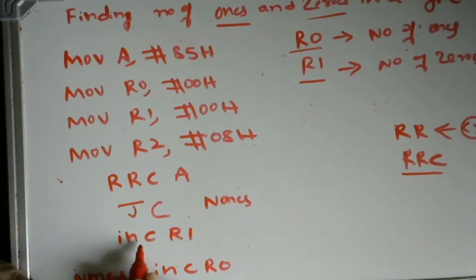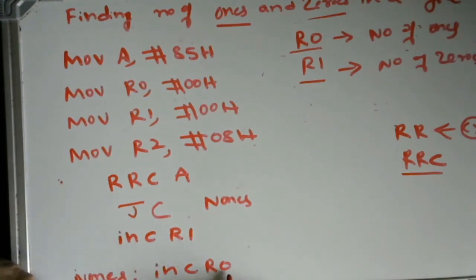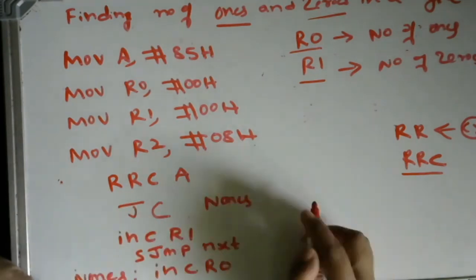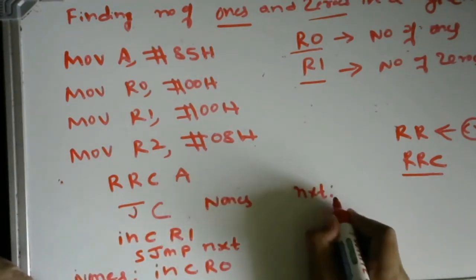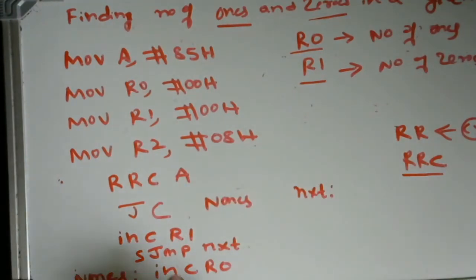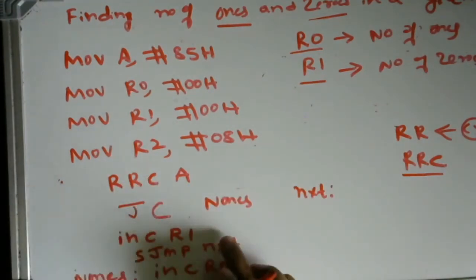After this increment R1, the next instruction should not be executed. Because if this is also executed, even though the particular bit is 0, we will be incrementing the R0 register also. That's why we need to skip this instruction. That can be done by the instruction SJMP next. So now we have rotated one time and we have verified the carry flag.